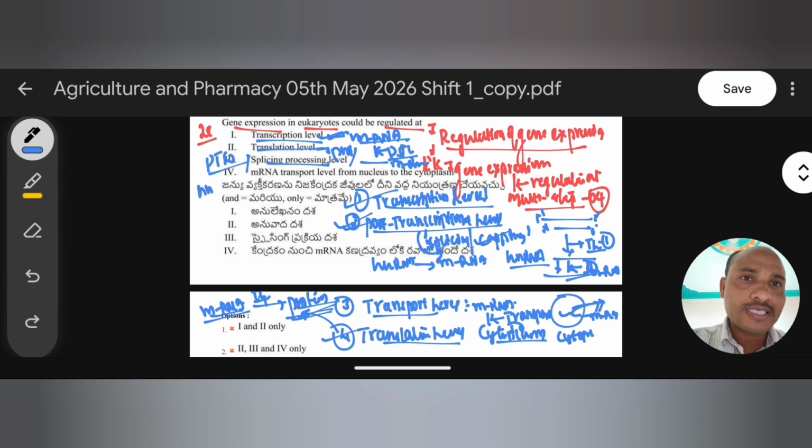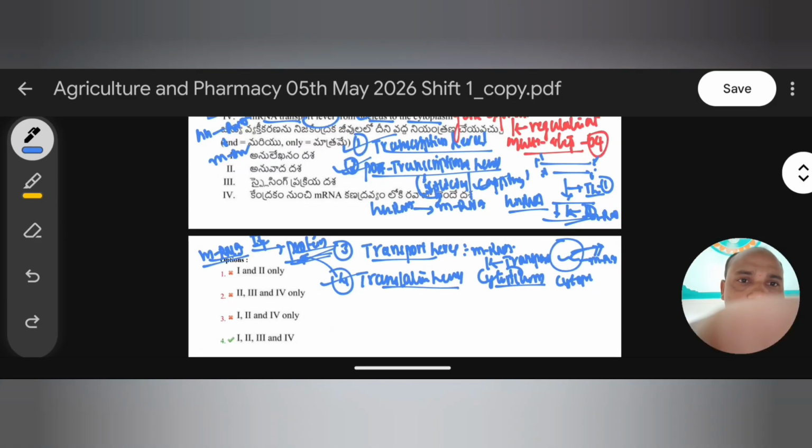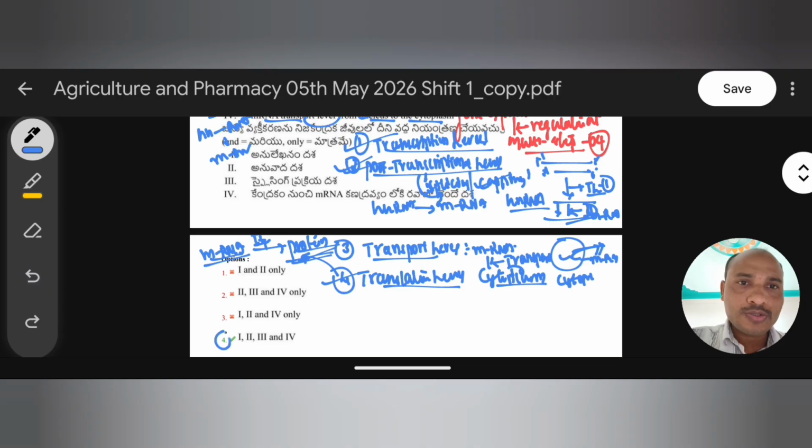In which hnRNA is completely modified into mature RNA. So here also occurs the formation of mRNA, and transport from nucleus to cytoplasm. This one also occurs. So here the given 4 options are also right, and we have to choose the right option. So 1, 2, 3, 4. So at 4 levels the gene can be regulated.